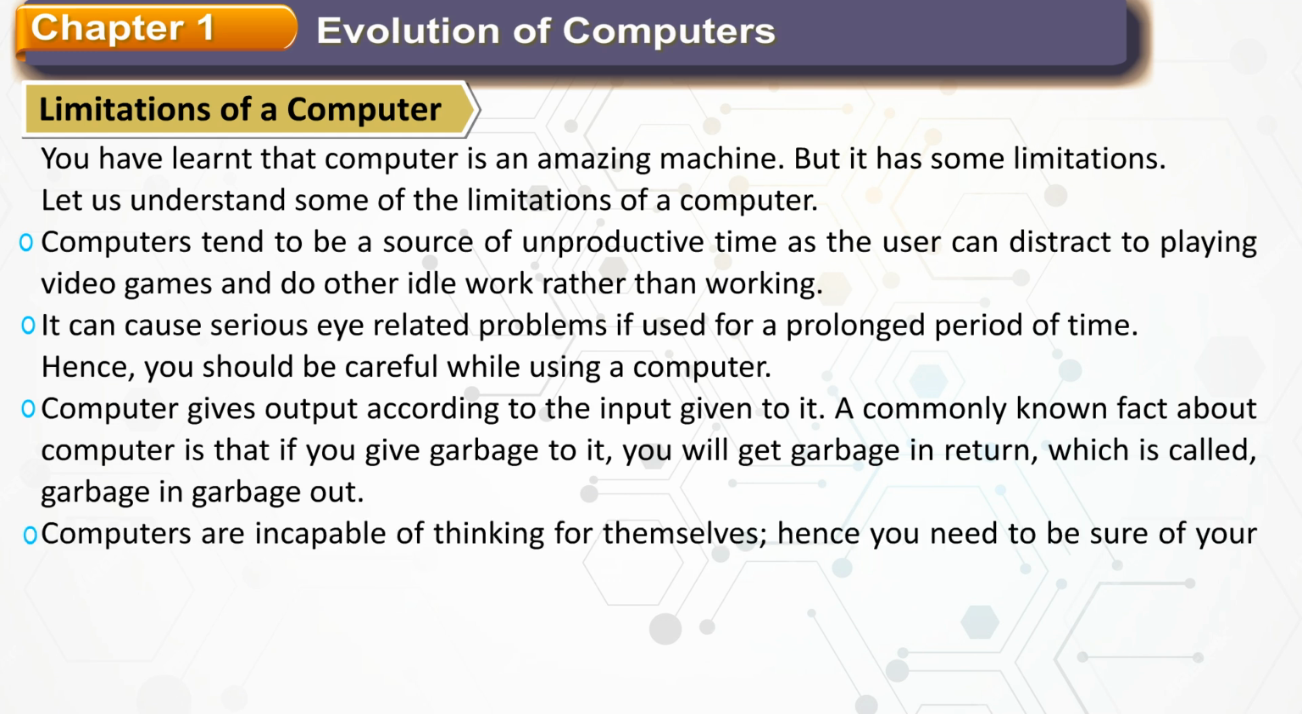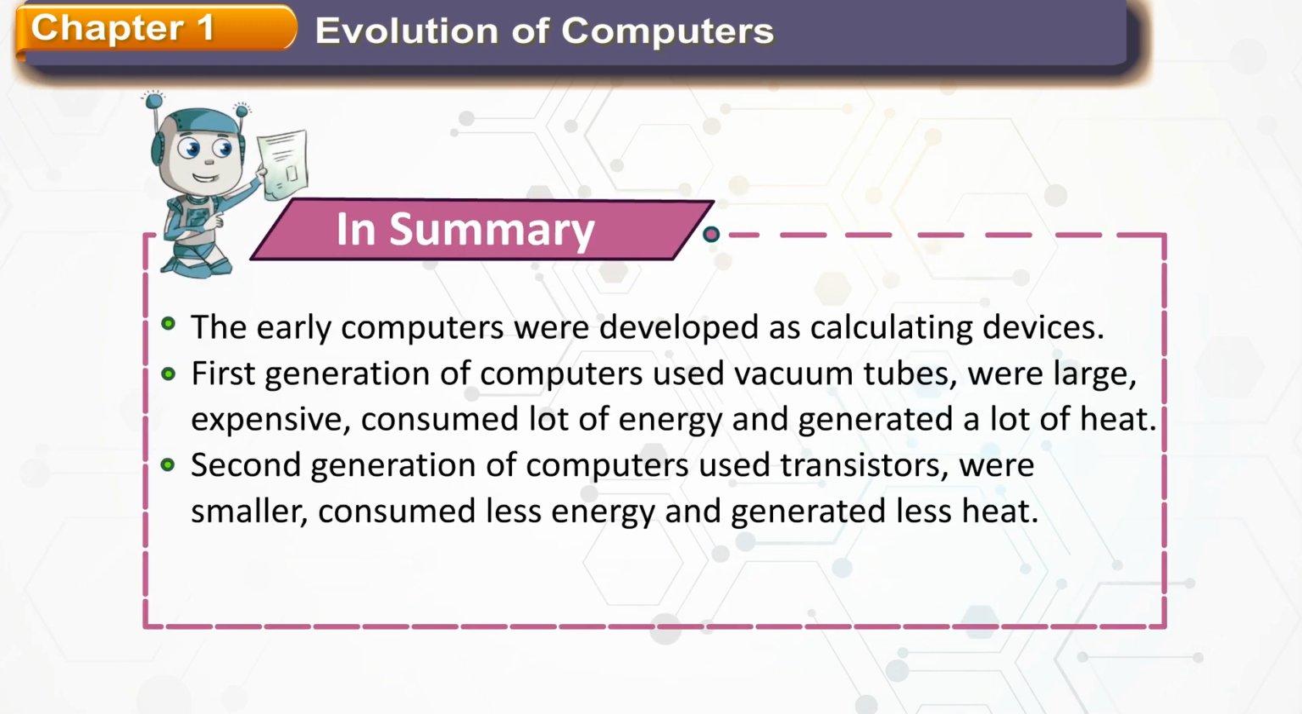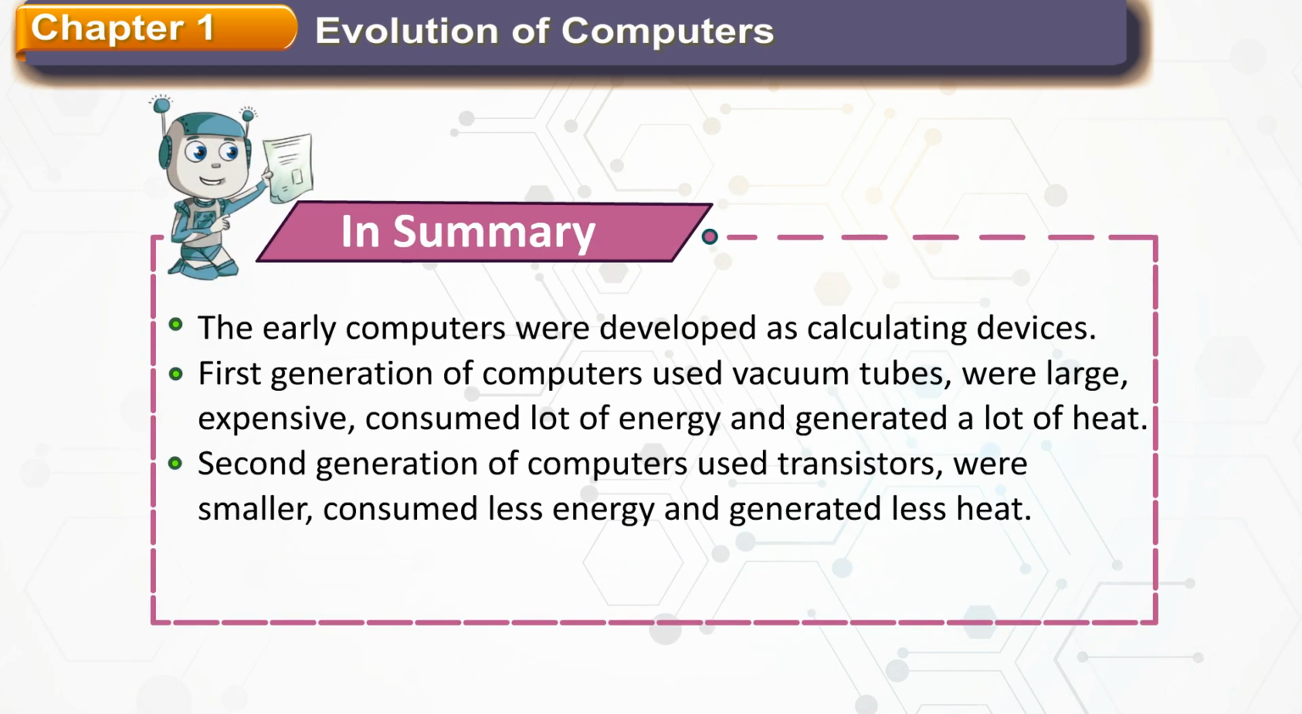Computers are incapable of thinking for themselves, hence you need to be sure of your instructions or you might receive incorrect output. In summary, the early computers were developed as calculating devices. First generation of computers used vacuum tubes, were large, expensive, consumed a lot of energy and generated a lot of heat. Second generation of computers used transistors, were smaller, consumed less energy, and generated less heat.